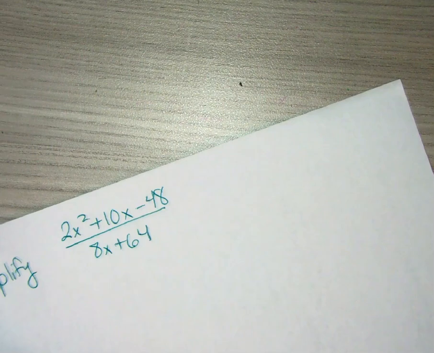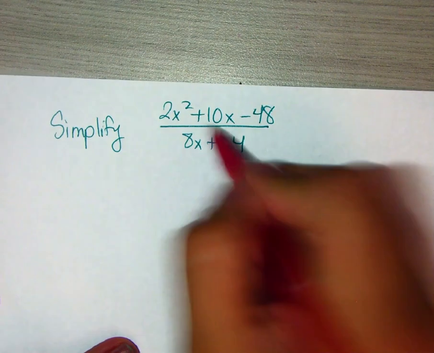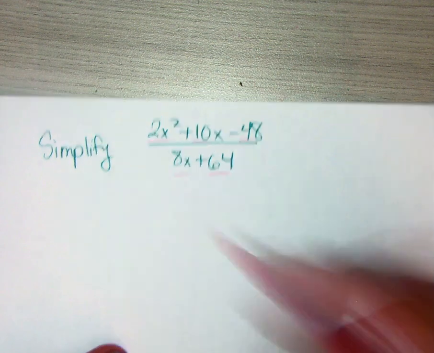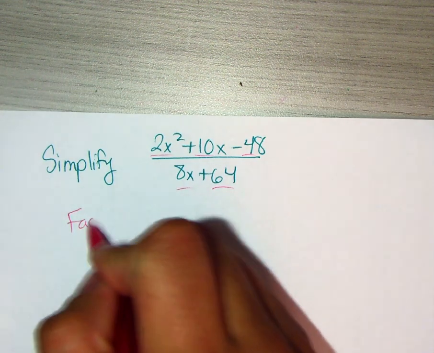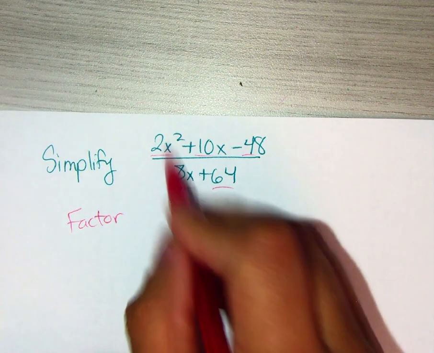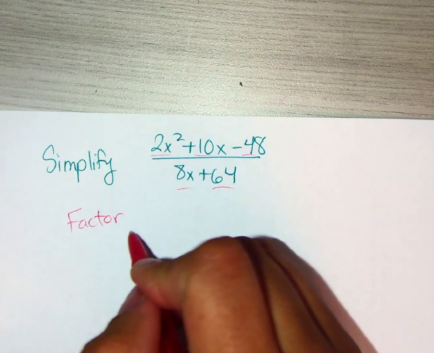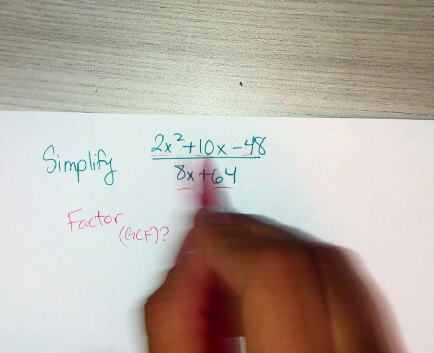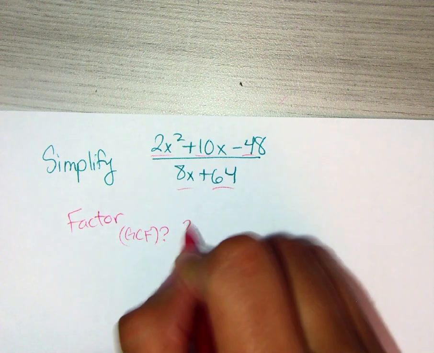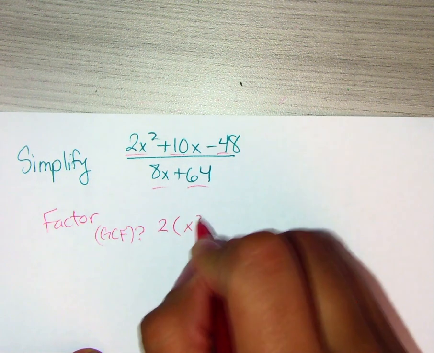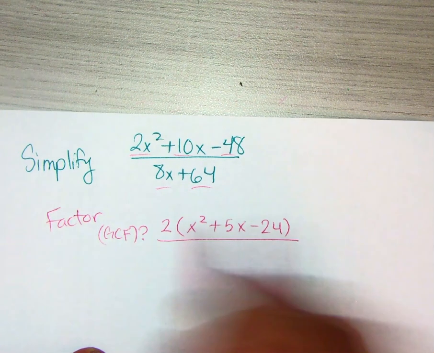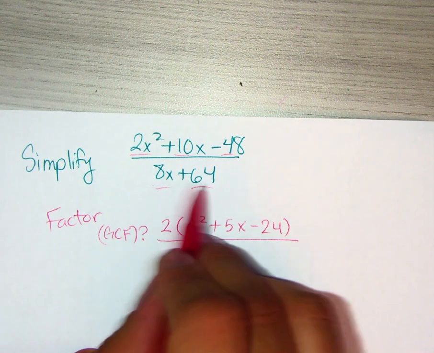Let's try another one. Here is this problem where you have a trinomial again, and now you have a binomial on the denominator. We are going to start by factoring the trinomial. You want to do GCF. Always check for GCF. They do have a GCF of 2, so we're going to do 2 times x squared plus 5x minus 24. And then the denominator has a GCF also.